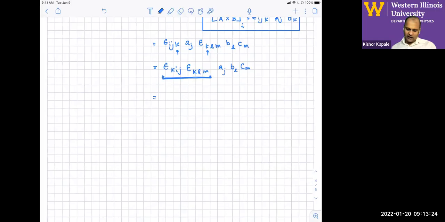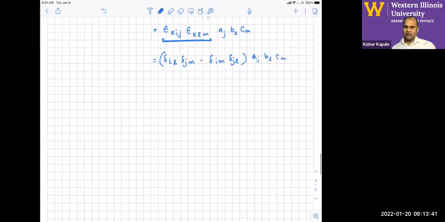And so it's going to be k index. You don't need to worry about that. That's getting summed over, so it's going to vanish. You are just going to have delta il, delta jm minus delta im, delta jl, and then you have aj bl cm. Okay, everybody with me so far?